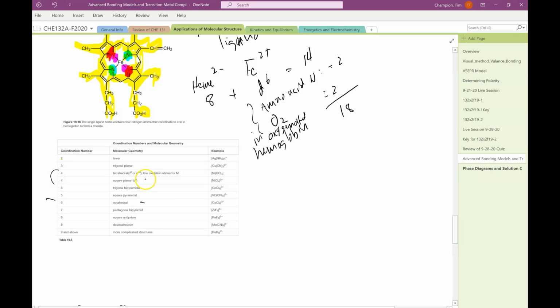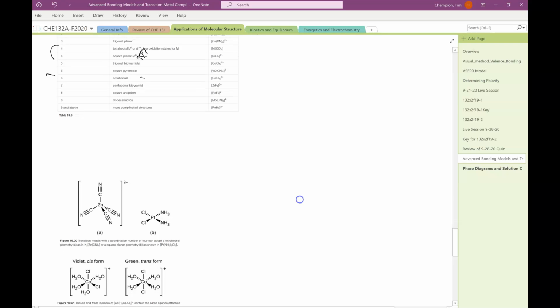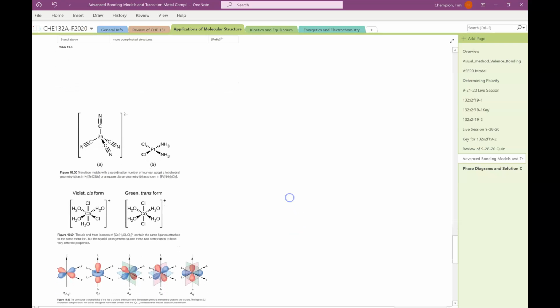We can do a little bit of predicting based on the number of d electrons, which way it's going to go, with tetrahedral or square planar. But those are some examples of complexes there. Here's an example of the tetrahedral or square planar.